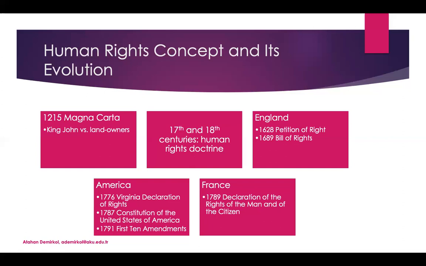And when we go to the 17th and 18th centuries, we see the human rights doctrine. Not the human rights concept, but the human rights doctrine started to emerge in the 17th and 18th centuries. So we see England, America, and France during these centuries. In England, we see Petition of Right and Bill of Rights. In America, we see Virginia Declaration of Rights and the Constitution of the United States of America. Then we see the first 10 amendments. And for France, we see the Declaration of the Rights of Man and of the Citizen. These are the first main documents for the international human rights concept. We have to remember it.